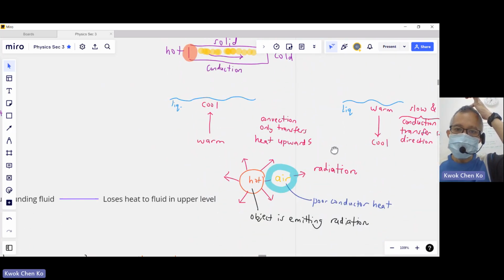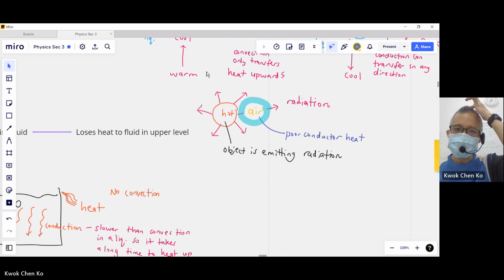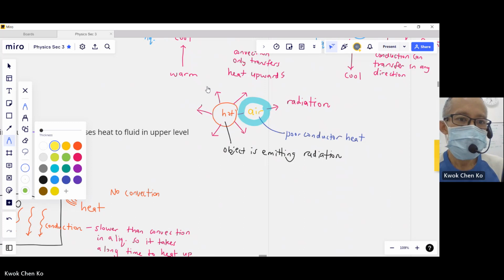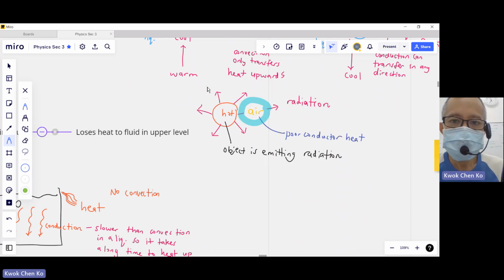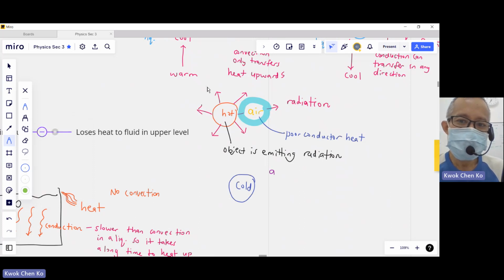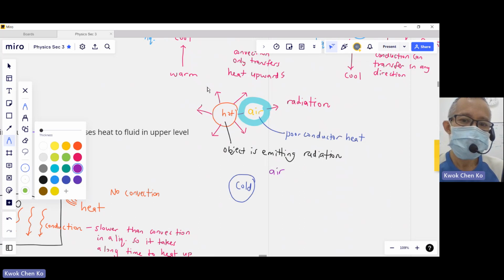Okay, but I'm not done with this yet. Let's look at this again. Same thing, I have the ball, but in this case, I have a cold ball. It's taken out from the freezer, and surrounding the ball is air. Tell me, what is the direction of heat transfer? Air to cold ball. Good.